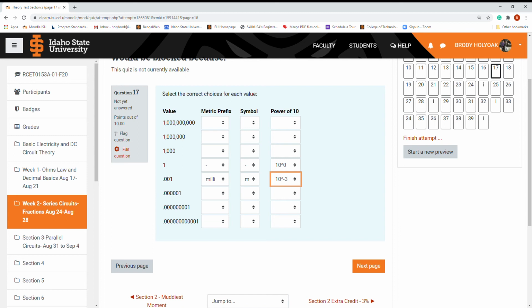What's a billion? Giga, symbol big G, power of 10 to the 9th. That's actually funny that that's all in order like that. Good way to get 10 points. Do you want to go over any other of these? I got a feeling most everybody got this question right.